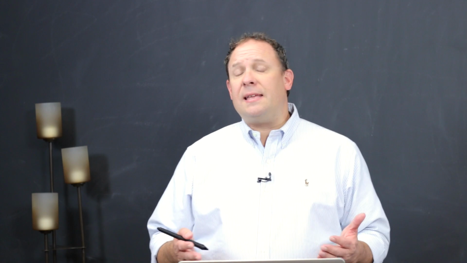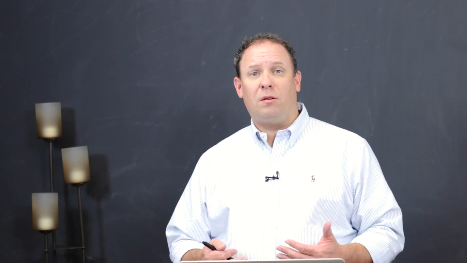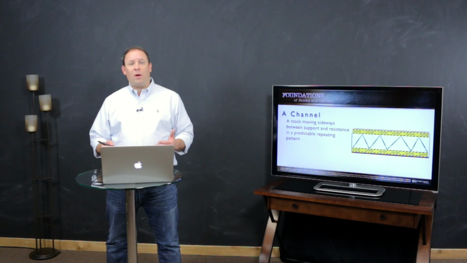All right, now let's take that idea of support and resistance and the stock that's moving up and down between support and resistance, and let's assume that as long as the buyers and the sellers are buying at a predictable spot and they're selling at a predictable spot, we're going to have some sort of a predictable pattern. Well, if we've got a stock that's moving sideways between support and resistance in a predictable repeating pattern, we're going to create what we call a channel. This is a type of trading pattern.